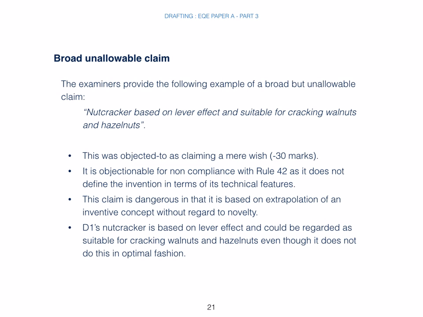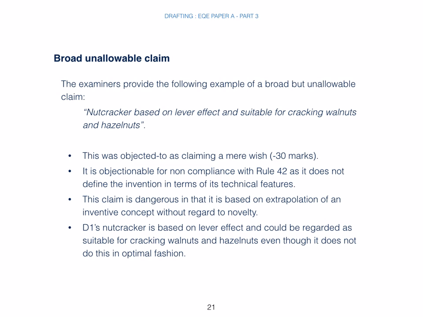Maybe it came from a candidate, or maybe they invented it. Nutcracker based on lever effect and suitable for cracking walnuts and hazelnuts. Now, that claim covers all of the embodiments, but it is not a very clear claim, and the examiner said that the claim would be objected to as a mere wish, and it would lose 30 points. And in addition, you can lose points for lack of novelty.